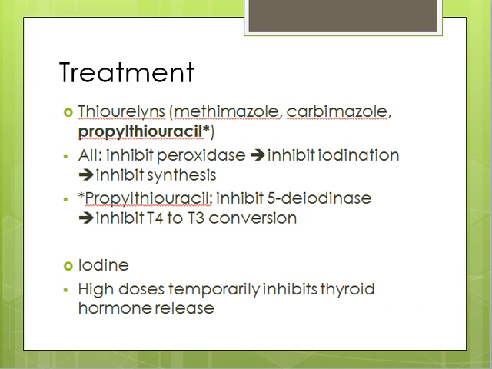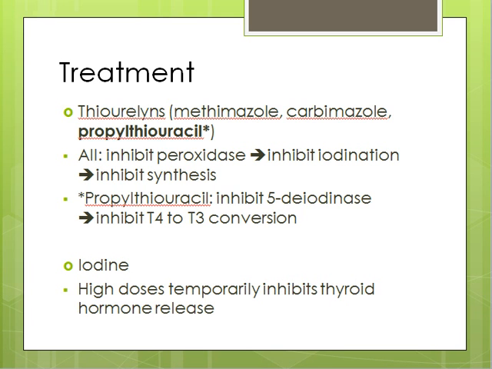How do they work? Well, all of them will inhibit an enzyme known as peroxidase. Peroxidase is an essential enzyme that is required in order to oxidize iodide into iodine. So if you inhibit peroxidase, you will ultimately inhibit the synthesis of thyroid hormones. Now, there's a drug within this class that you should probably memorize, and that is propylthiouracil. Propylthiouracil not only inhibits peroxidase, but it also has an effect on the peripheral tissue because it also inhibits deiodinase.